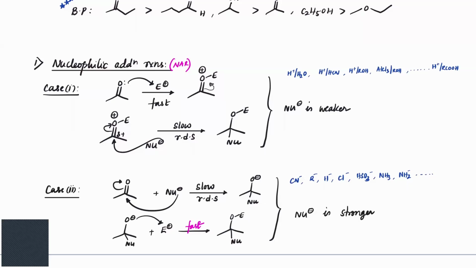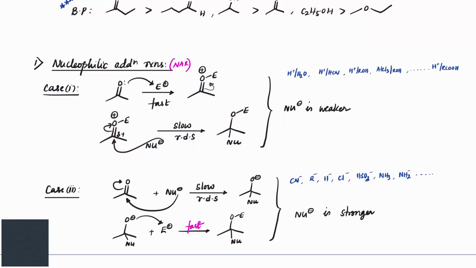Check case one here. If I take a ketone and there is an available electrophile, something like an H plus ion, the first thing you will observe is that the lone pair of oxygen will take the H plus. This happens very fast because it is an acid-base reaction. Then the nucleophile, if it is approaching, will come and attack the carbon position, open up the bond here, and make a complete addition.